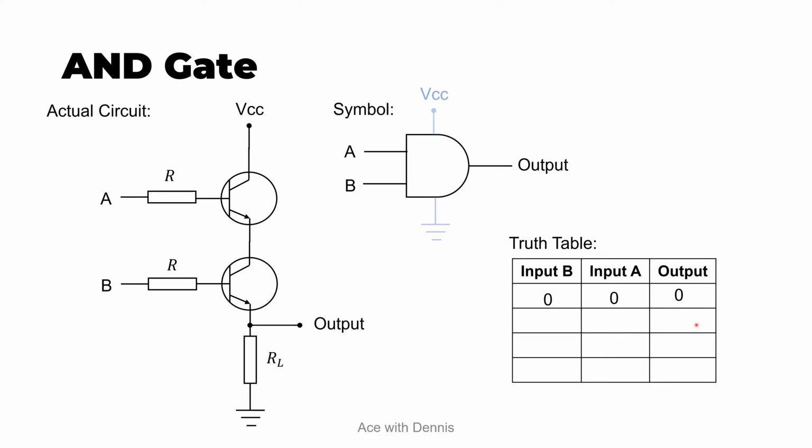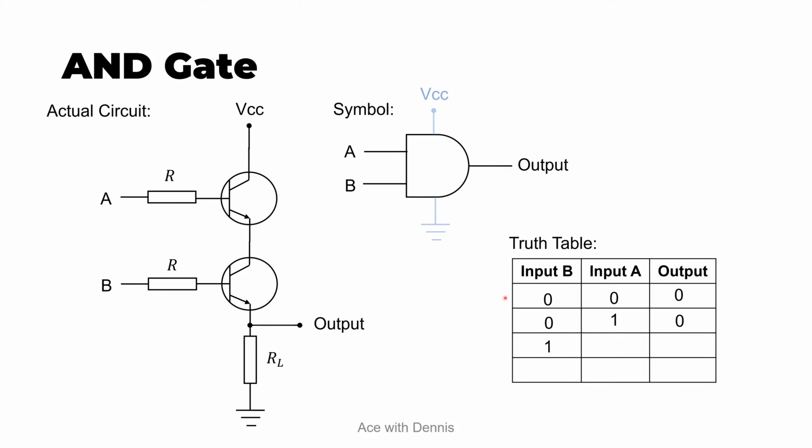When input B is 0 and input A is 1, which means that the first transistor is turned on, the current can flow through the first transistor but cannot flow through the second transistor because the second transistor is turned off. Hence, there is no current flowing into the load, and again the output will be 0.